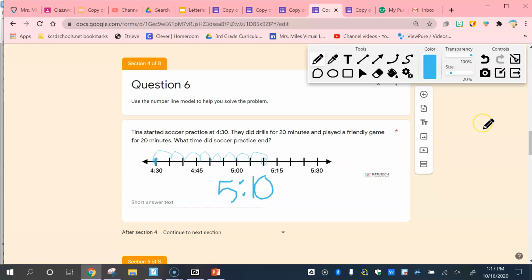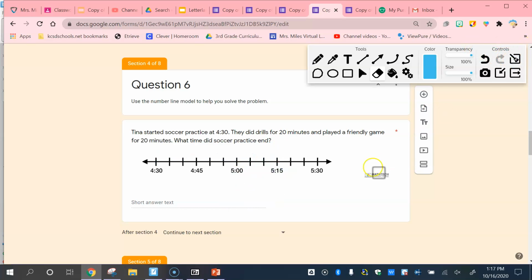5:10. Now, would this be AM or PM? This isn't an answer or a question. I just want to know what you think. AM or PM? AM is in the morning, like when you're usually asleep, and PM is in the afternoon, like after school. So would it be AM or PM? Great job. If you said PM, you are correct.